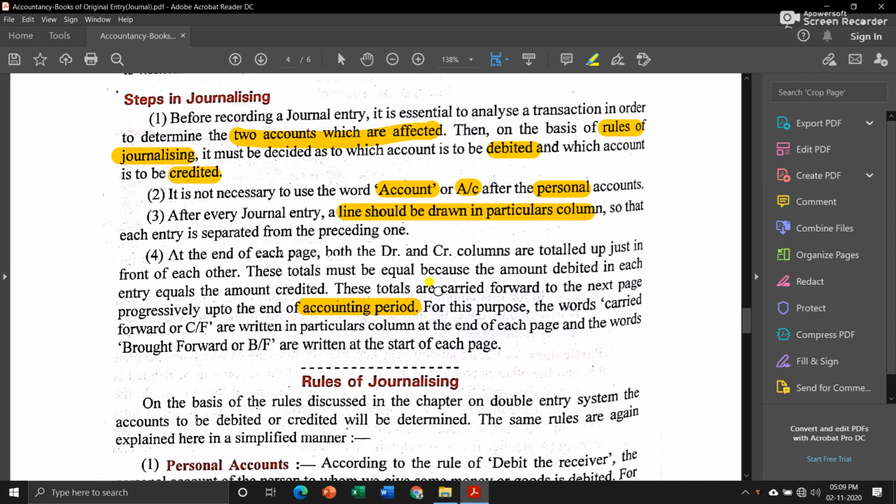Means after finishing each and every page we have to find out total, and for this purpose the words carry forward or CF are written in particulars column at the end of each page. Means suppose this is your page and you have started preparing journal, and at the end of the journal you will have to find out total of debit and credit column in here, and here you have to write CF, that means carry forward, and that total amount you have to write in the next page at the top head of your new page, and that you have to write BF, that is brought forward.